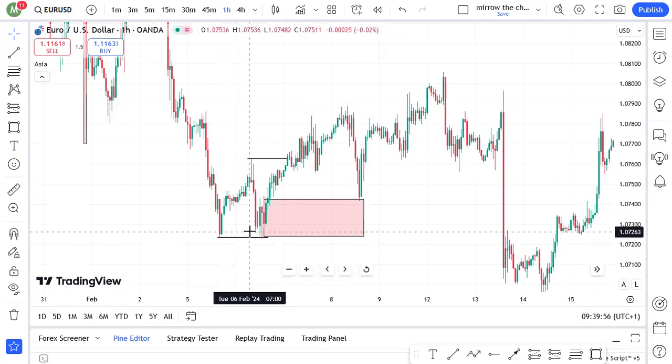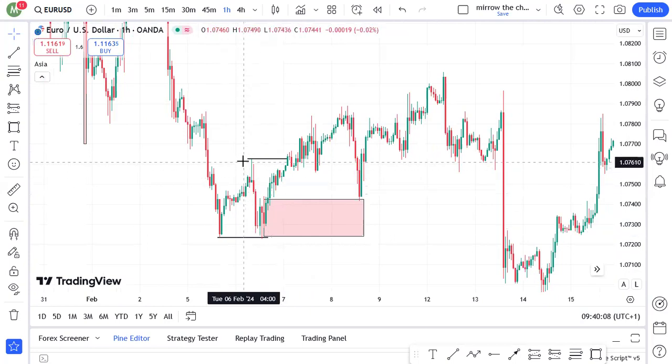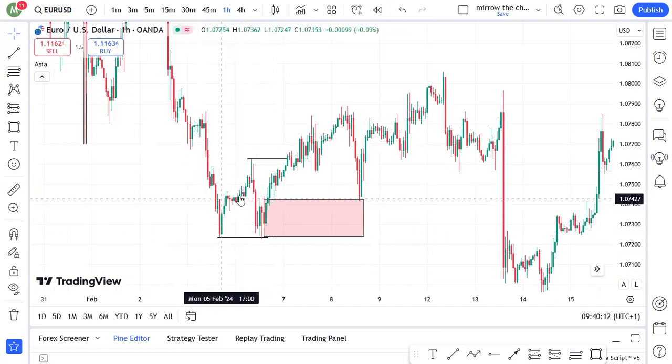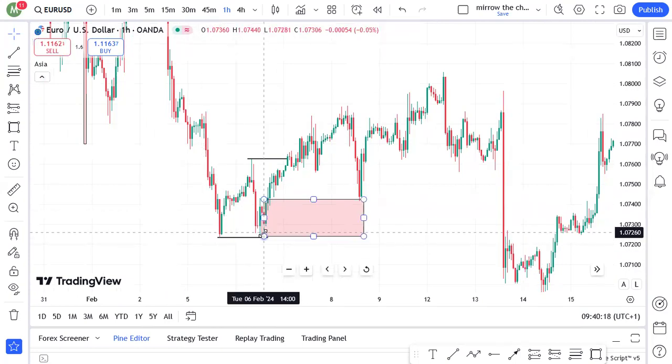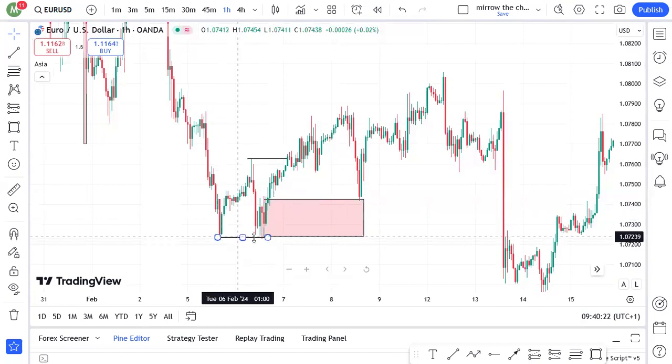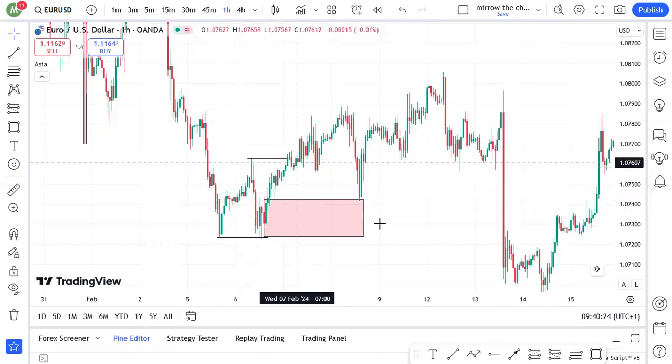If you don't understand liquidity, you have to go down to my other videos where I explain about liquidity. And you also have to check the other video where I explain about market structure. This is very simple. Monday opened here and traded low. Now Tuesday opened and traded below Monday low, taking out Monday liquidity and breaking structure to the upside.